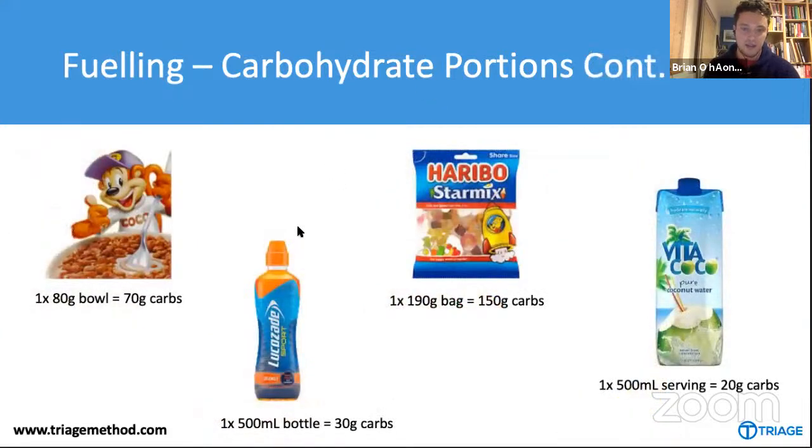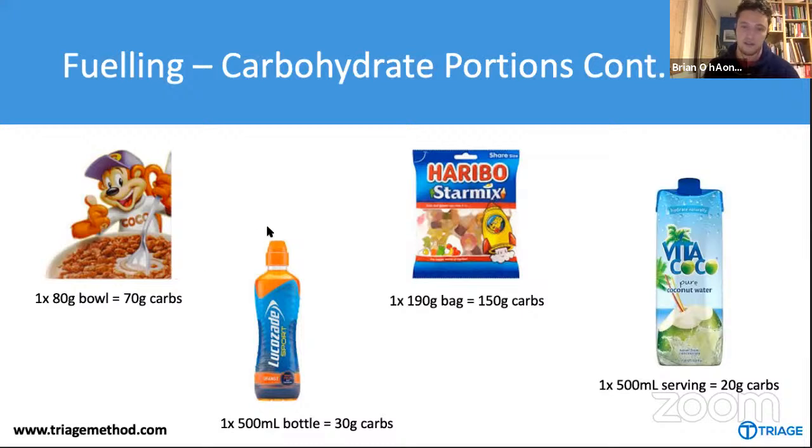And then to continue, these are arguably lower quality carbohydrates because there's not much nutrients in these, and they're going to be digested very, very quickly. Now that can be useful in some contexts, which we'll get to. But just to give you an idea of the portions, an 80-gram bowl of Cocoa Pops is about 70 grams of carbs, so quite a lot compared to some other sources.